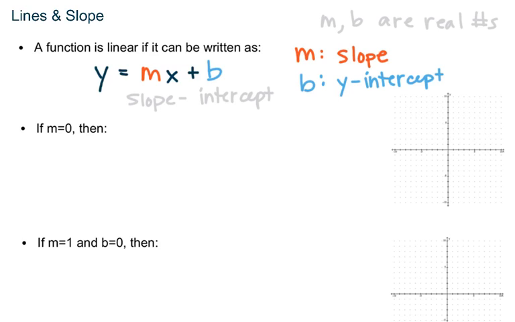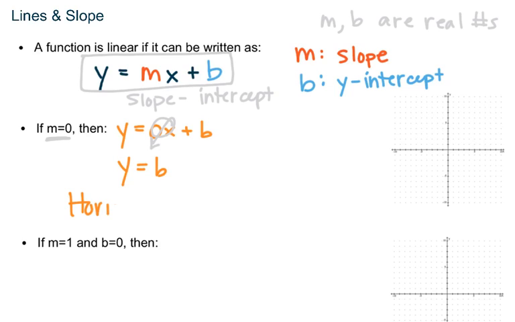But let's look at some specific types of linear functions. So if I take this y equals mx plus b, and if I let the m value equal 0, well, then I would have y equals 0 times x plus b. Now, 0 times anything is just 0, so this is equal to y equals b. Y equals b is a horizontal line, and it has a slope of 0. The slope is 0 for any horizontal line.